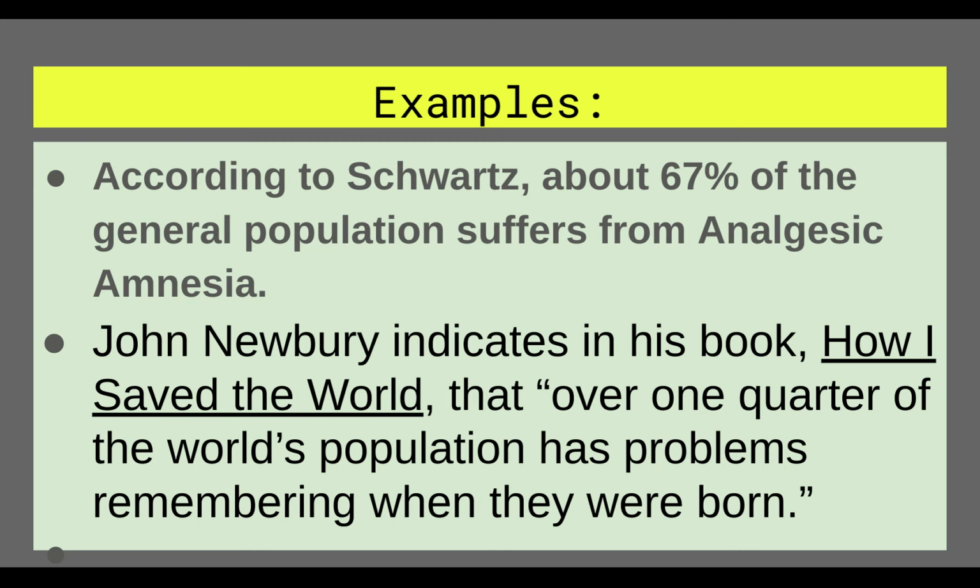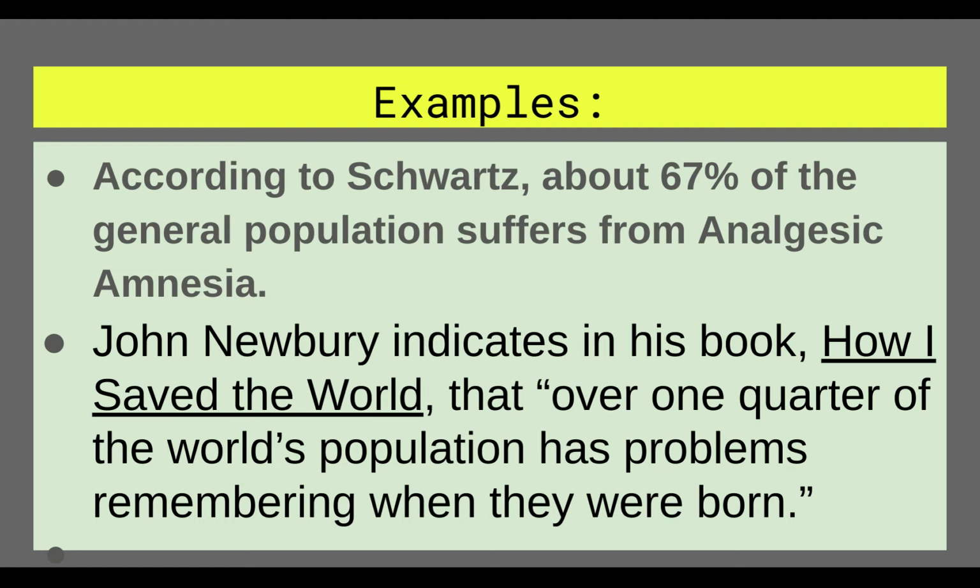Notice I have another example here, and I've, in this case, included both the author's name and the title. There is certainly no reason for a parenthetical citation unless I want to give the page number. So I have John Newbery, and I also have How I Saved the World as the title of the book. And I did include a quotation here. Notice it's not in isolation. It's part of my sentence. It says that John Newbery indicates in his book, How I Saved the World, that, quote, over 1/4 of the world's population has problems remembering when they were born, which is silly, but what the heck.